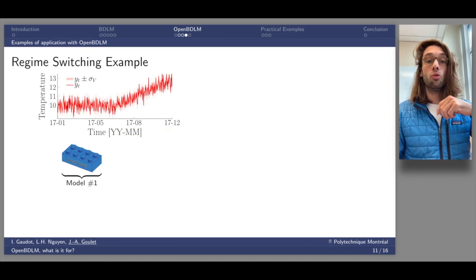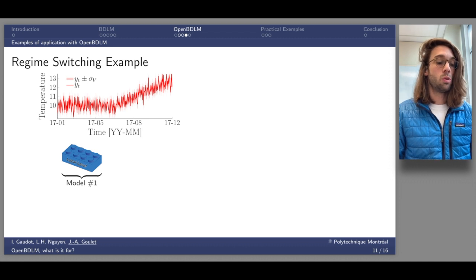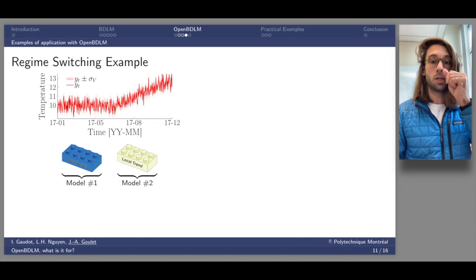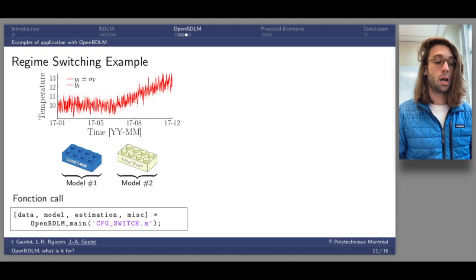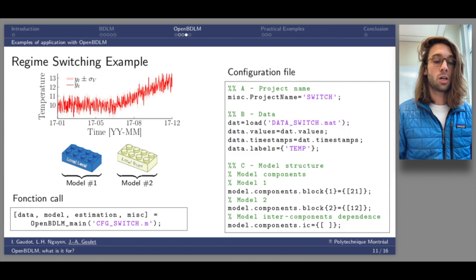Okay, what if you have a regime switching example? So we have a first model that represents a local level, so a constant behavior over time. The second model represents a constant speed model over time. So this is our function call.